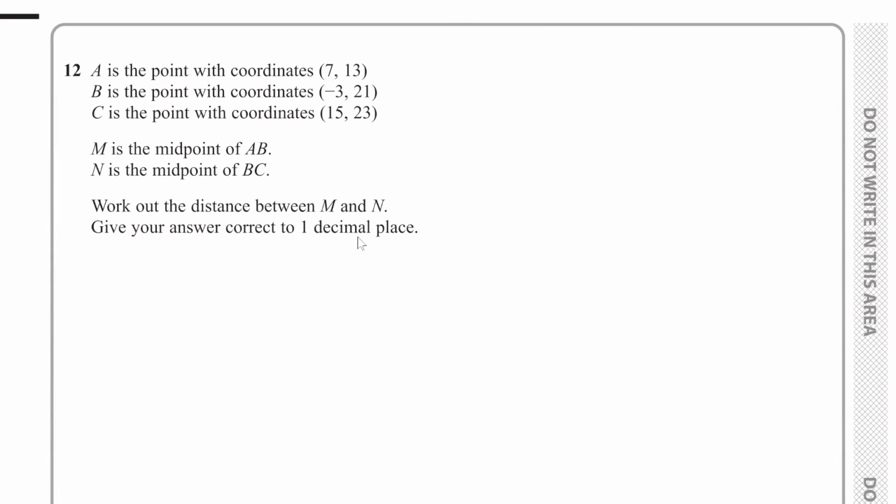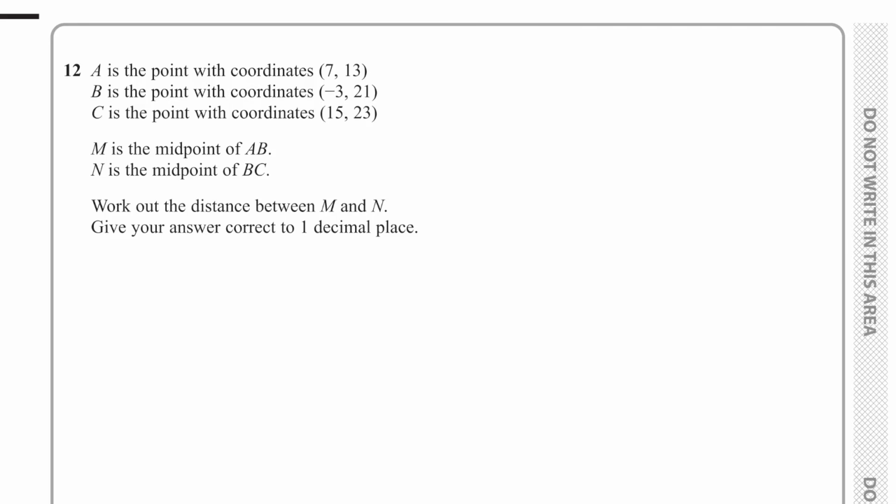Question 12. A is the point with coordinates 7, 13. B is the point with coordinates -3, 21. C is the point with coordinates 15, 23. M is the midpoint of AB. N is the midpoint of BC. Work out the distance between M and N. Let's find out where M and N are.